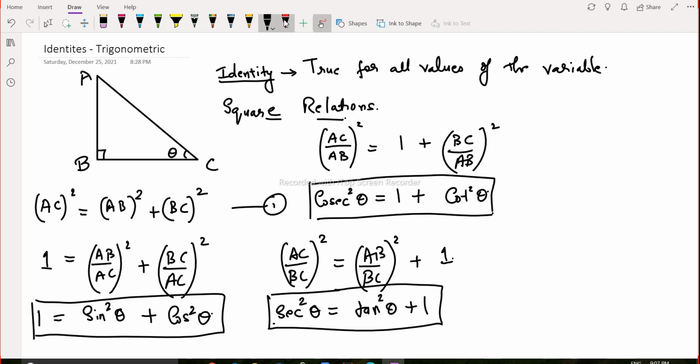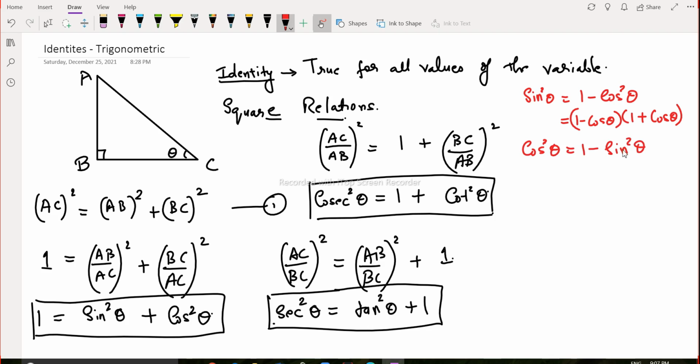Now, how do we use these identities? Sine square plus cos square is 1. So you can say sine square theta is equal to 1 minus cos square, depending upon the question. Or you can say this is 1 square minus cos square, so I can write this as 1 minus cos into 1 plus cos. This is the formula of a square minus b square. That means you can use this identity in various forms. You can say cos square theta is 1 minus sine square theta, and similarly, you can write this as 1 minus sine theta into 1 plus sine theta.